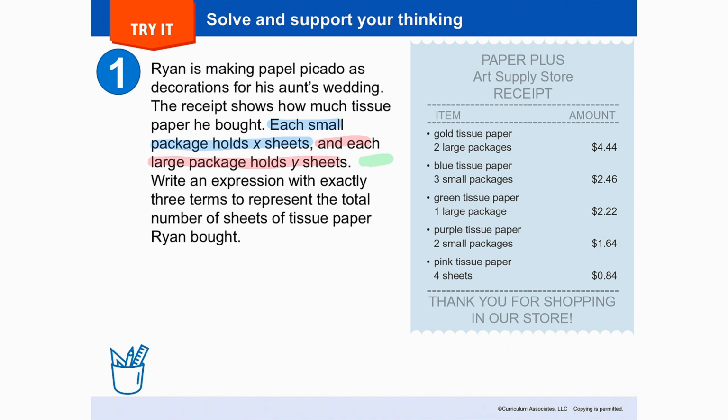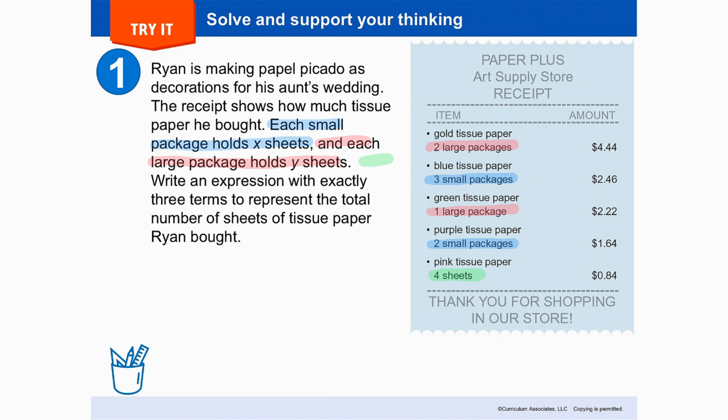Write an expression with exactly 3 terms to represent the total number of sheets of tissue paper Ryan bought. So I'm going to look over here at my receipt, and I'm going to look for my small, and I'm going to label that as blue. So I have small, which is blue. Here's another small, which is blue. And that's all I see that is blue. Now I'm going to go back and say, all the large packages are going to be red or Y. There's red, red large. And then I can see that I have one thing left over, just some plain old 4 sheets of paper. Okay, so now I have all these little pieces that I need to put together.